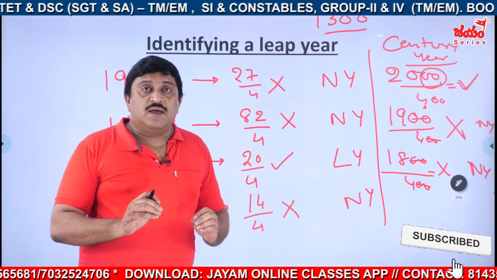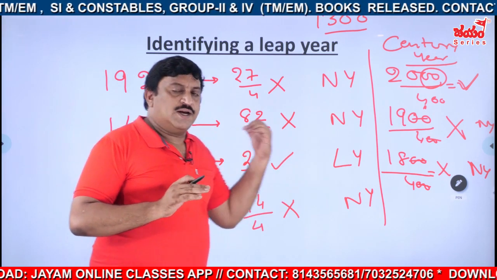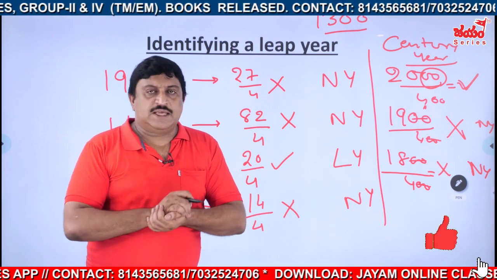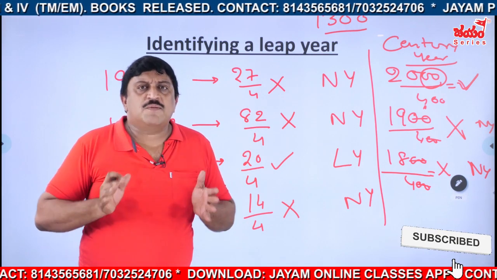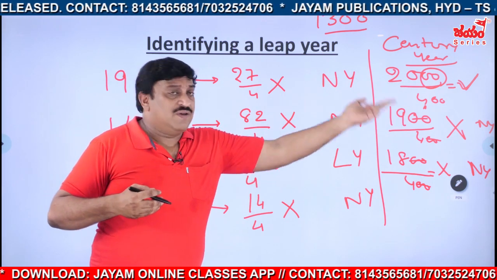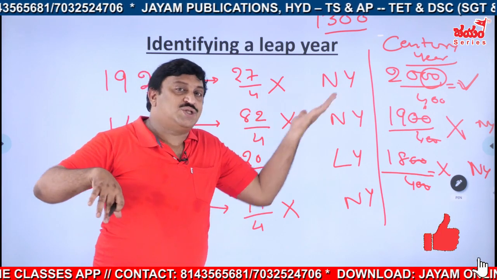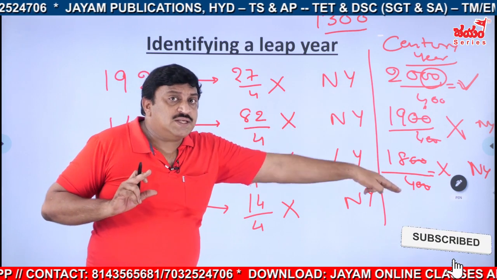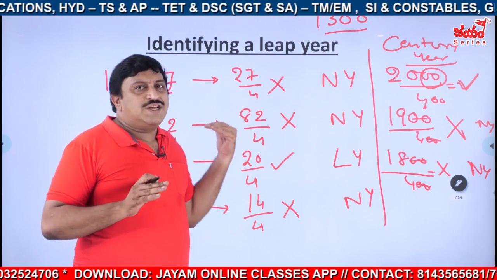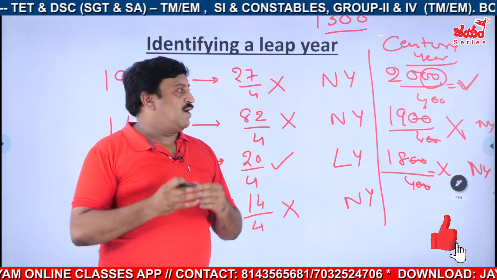This is the only identification of a leap year for all the years. Whether it is 4 or 400, you have to decide based on the given year. If it is a normal year, fine, no problem. Normal year means the rest of the century years, I will say ordinary. For the rest of the years, what is the rule? Just divisible by 4. For century years, divisible by 400.